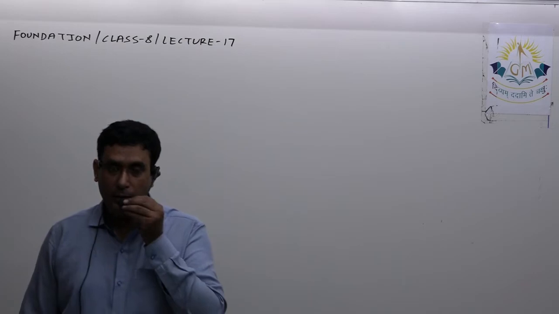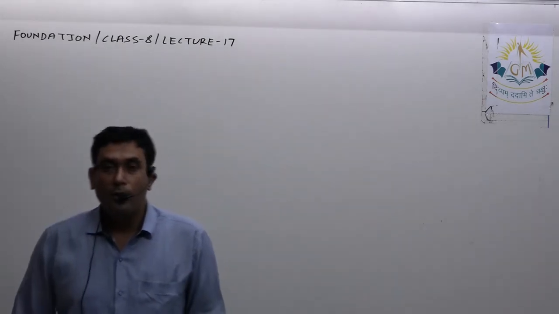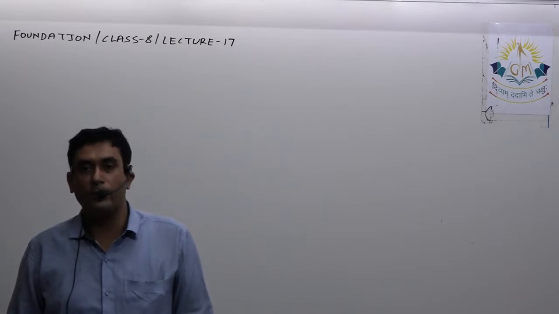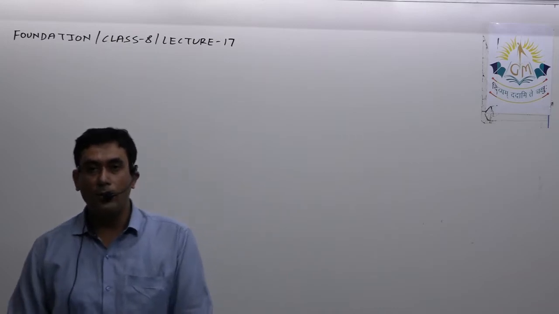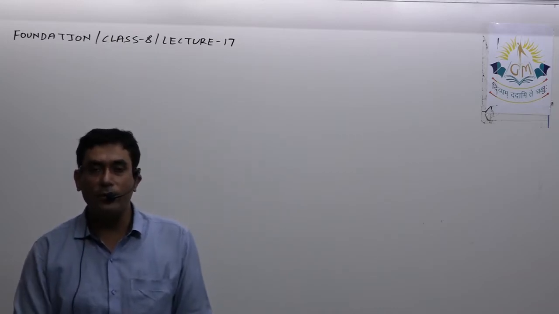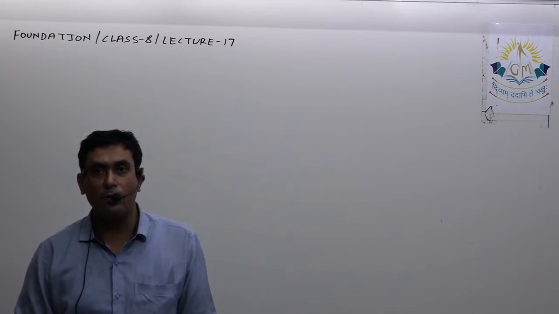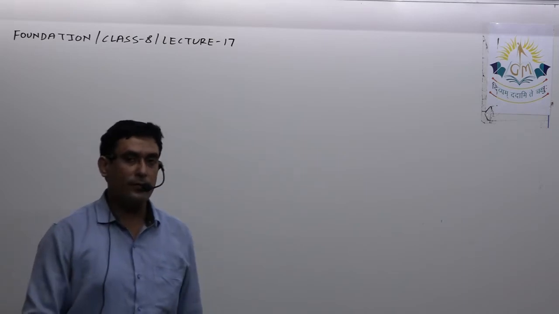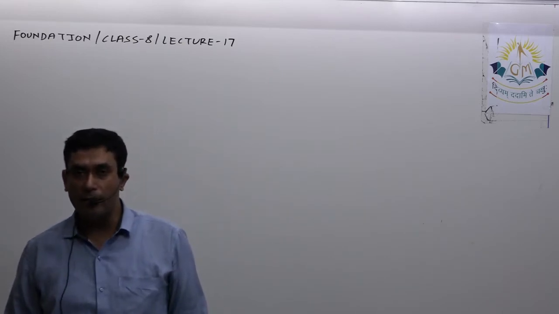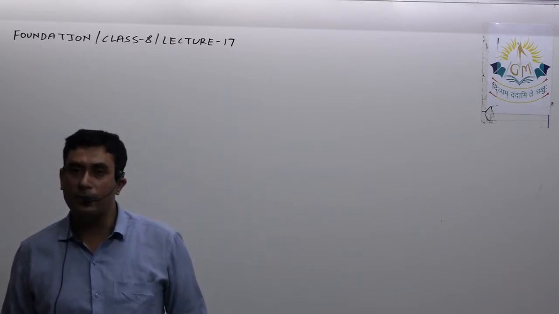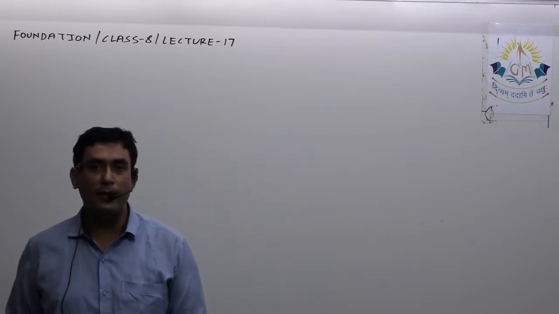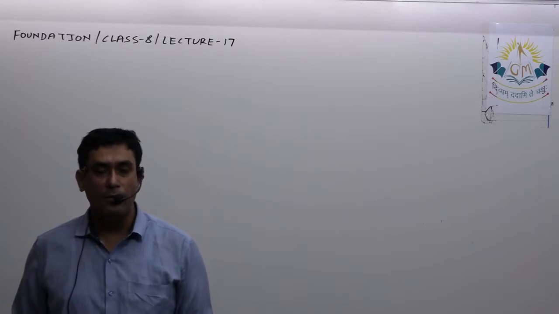Hello friends, in the last lecture we saw how to find the factors of quadratic expressions by splitting the middle terms. There we saw the questions in which the coefficient of the first term, or the coefficient of x square, was 1. Now in this lecture we'll see how to factorize quadratic expressions again, but here we'll see those questions in which the coefficient of x square is not 1.